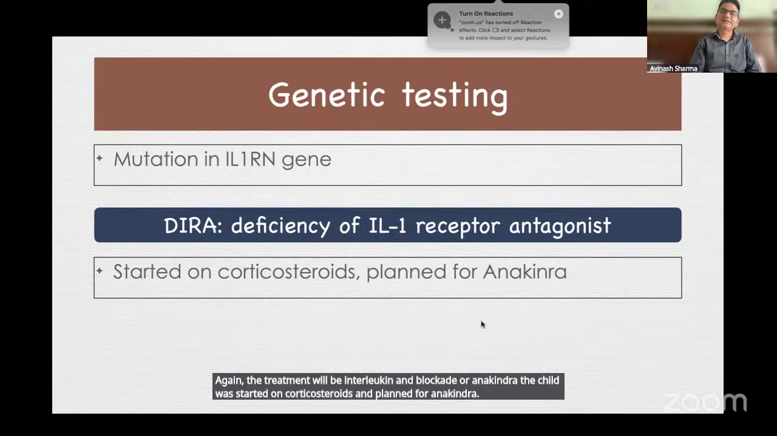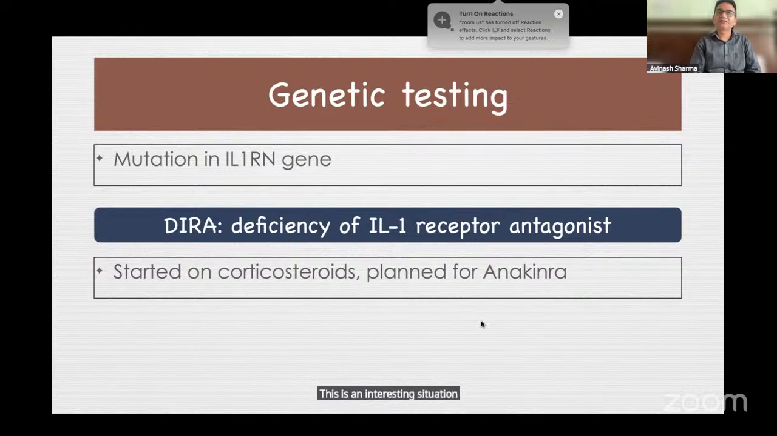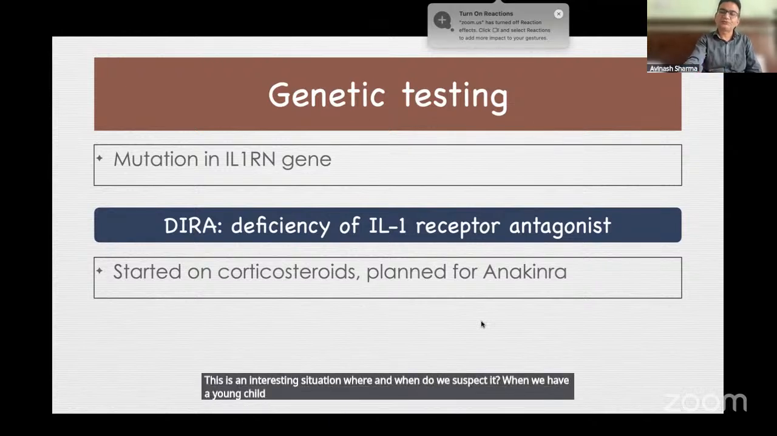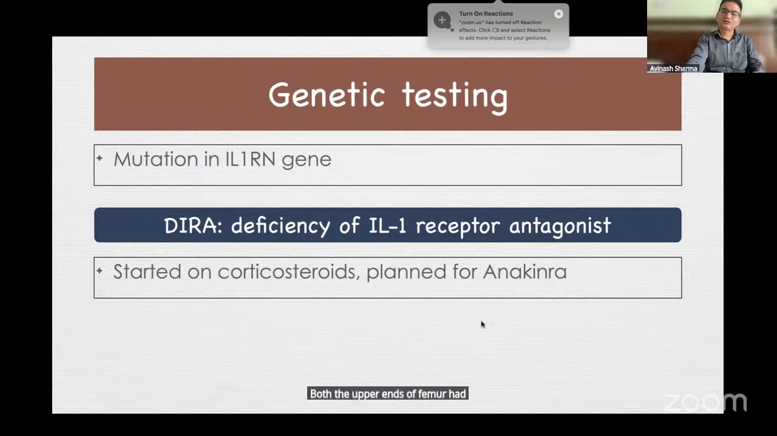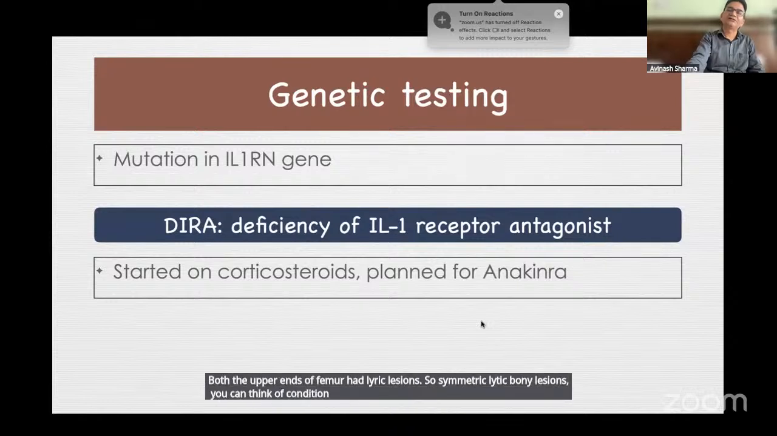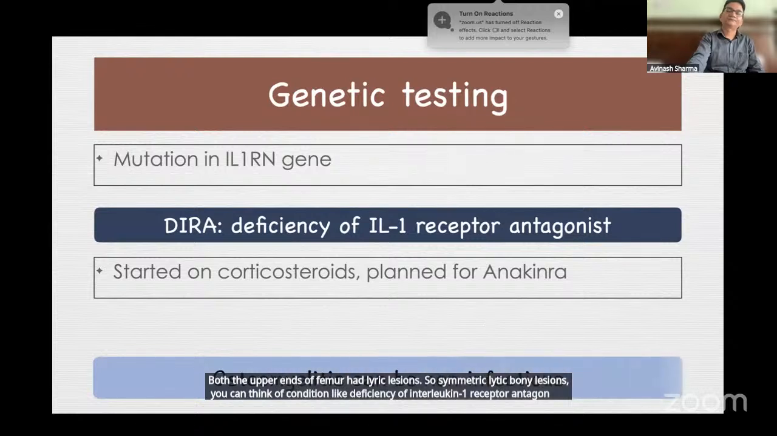This is an interesting situation. When do we suspect it? When we have a young child who presents to us with bony lesions, and many times they are symmetric bony lesions, as we saw in this case as well. Both the upper ends of femur had lytic lesions. So with symmetric lytic bony lesions, you can think of a condition like deficiency of interleukin-1 receptor antagonist or DIRA.